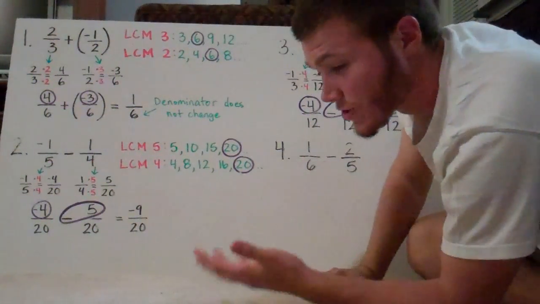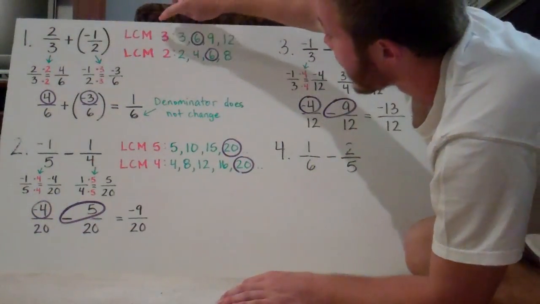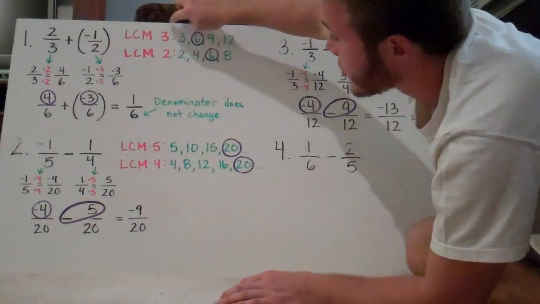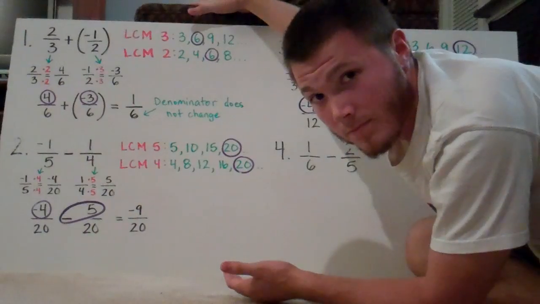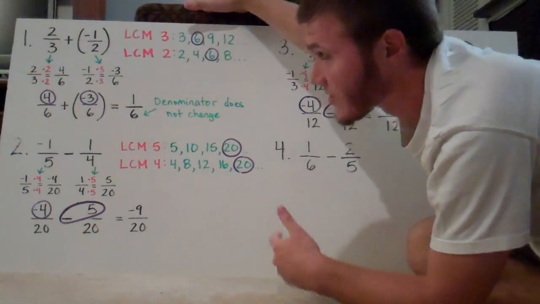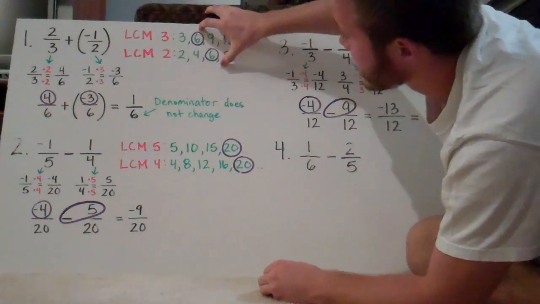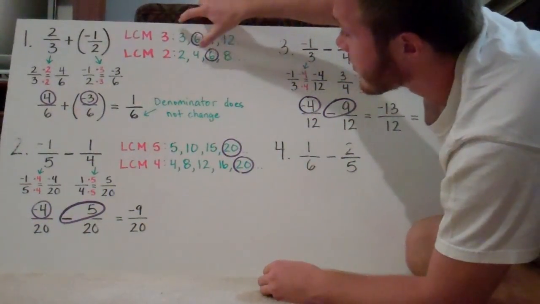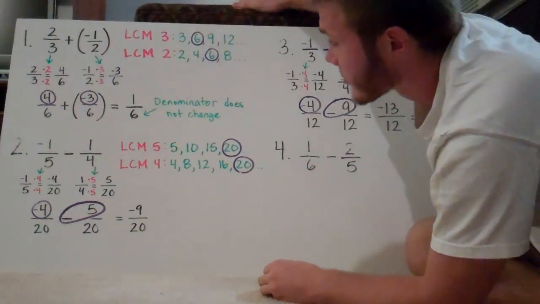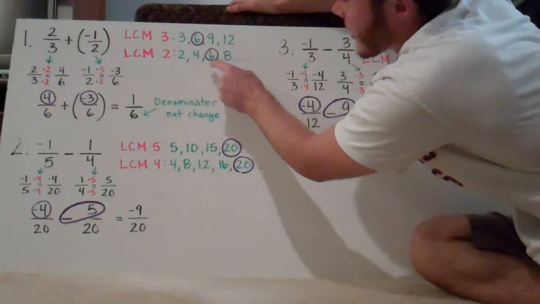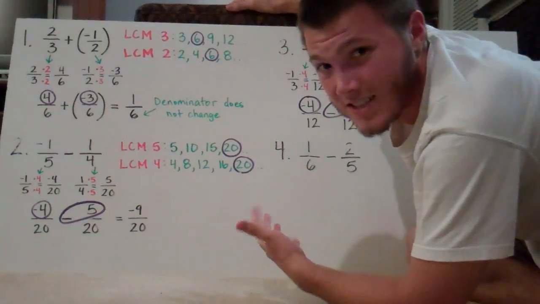Now, the first number that 3 and 2 both share, that's the number you want to use as the denominator. So 6 shows up first in both of these. That's the first number they both share. So I want to make my denominators 6.